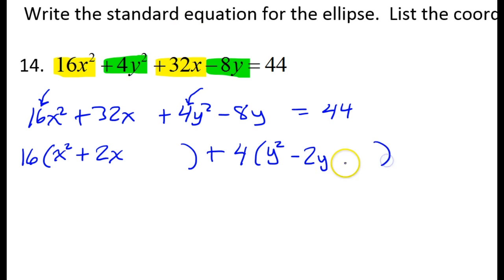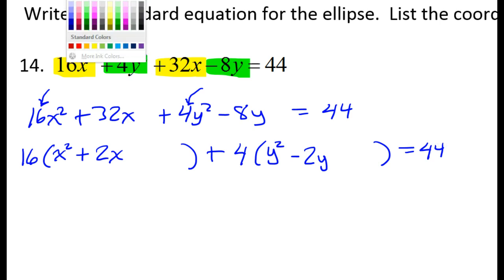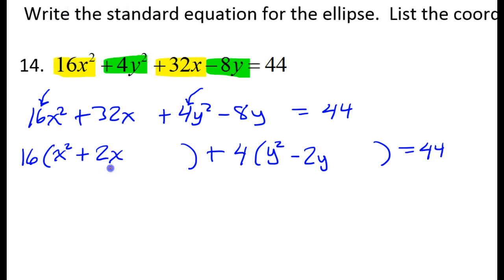Again, I leave a space at the end to complete the square, is equal to 44. So when we complete the square, we think half the middle squared. So half of this is 1. 1 squared is still 1. So I'm going to have a plus 1 here. Now I need to balance that out on the other side of the equation, but I'm not going to add 1 because this is really 16 times 1. So I really have to add 16 to the other side to balance this out.